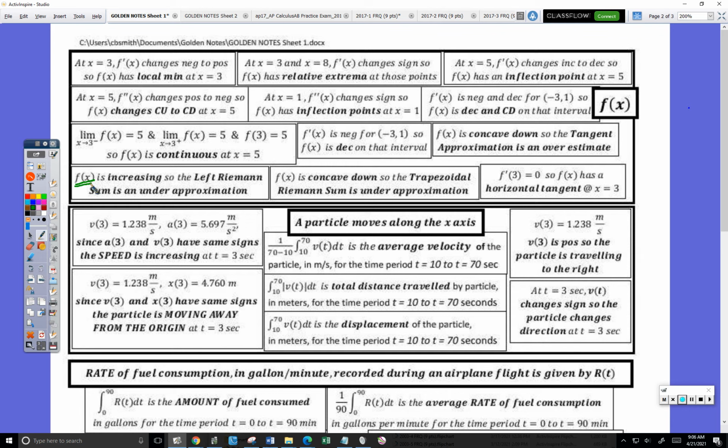function that is increasing and we are doing a left Riemann sum, then the Riemann sum will be an under approximation. That switches to an over approximation if the function is decreasing. Or if the function is a right Riemann sum, it switches as well. Let's draw a quick picture of that just to review.